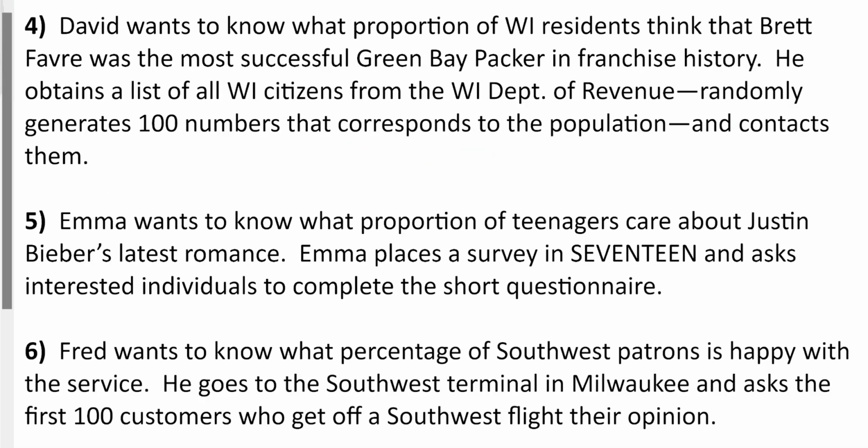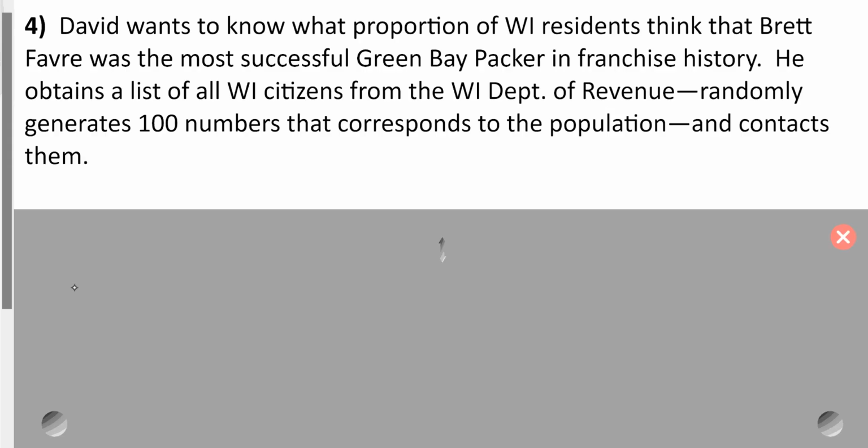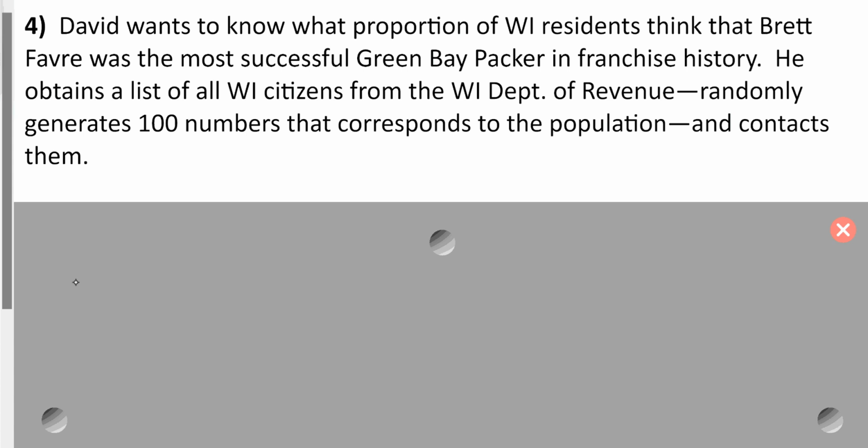Number 4. David wants to know what proportion of Wisconsin residents think that Brett Favre is the most successful Green Bay Packer in franchise history. He obtains a list of all Wisconsin citizens from the Department of Revenue, randomly generates 100 numbers that correspond to each person in the population, and contacts them. That is a simple random sample. He's taking everybody. Everyone gets an equal chance in picking random 100 people.